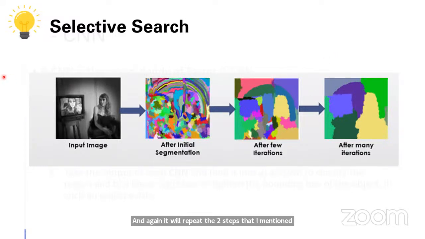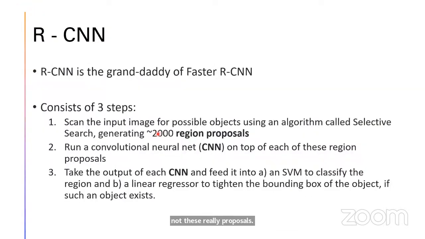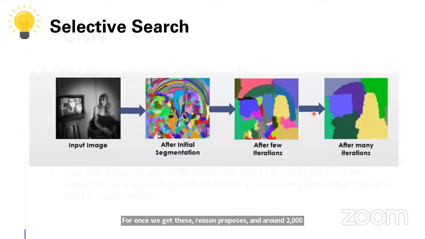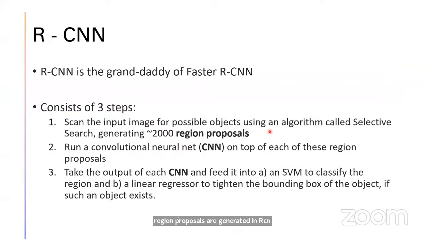So after so many iterations, we will be able to get these region proposals, regions of interest. Around 2000 region proposals are generated in RCNN. Once we get these region proposals, a convolutional neural network, a CNN, is run on top of them to extract the features, to convert these region proposals into feature maps.